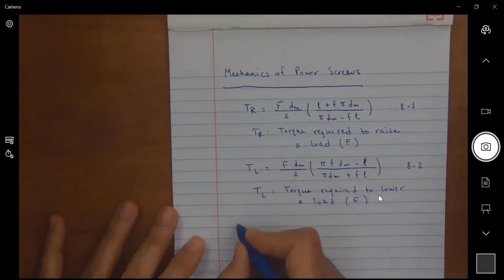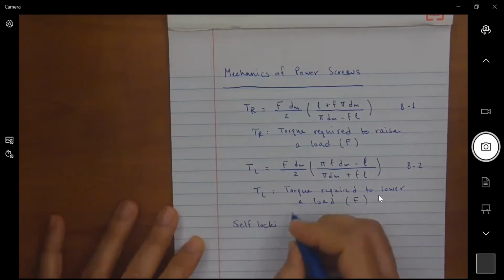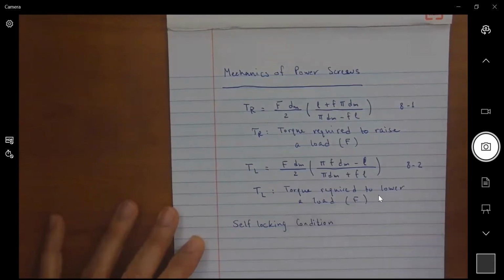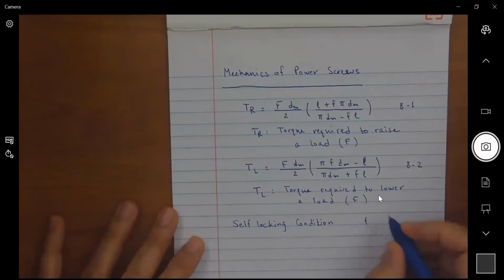We also looked at the self-locking condition to prevent the load from turning the power screw, and that was that the friction coefficient must be greater than tan lambda.